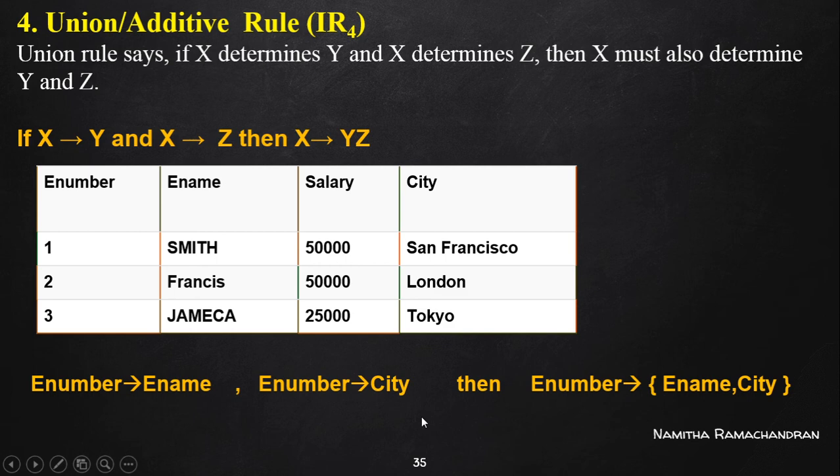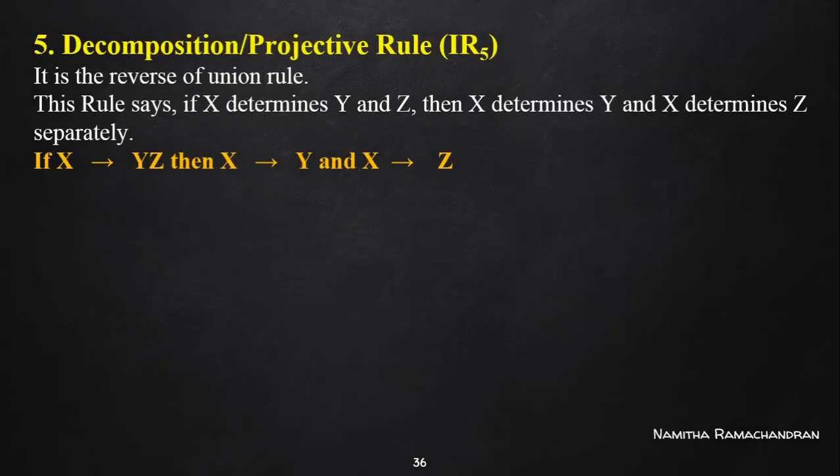After applying this additive rule, we can infer another dependency which is again valid here. That means E number implies E name, city. With the help of this E number, we can identify both E name and city. Right? So, using this additive rule, we can infer this particular dependency with the help of these two given valid dependencies. Okay? And the fifth one is about decomposition or projective rule.